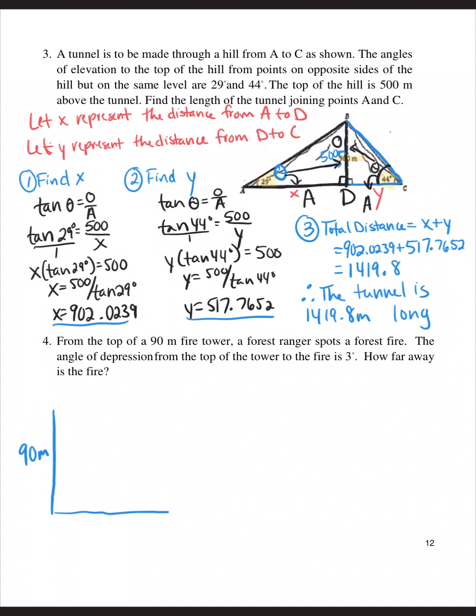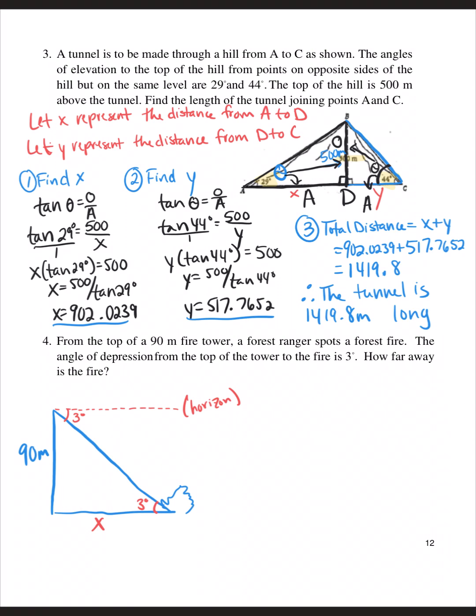There's some fire some distance away. I'm just going to draw fire. Okay, so he spots that fire at an angle of depression. So let's finish our triangle, but then remember, for our angle of depression, we need to draw that horizon, or that horizontal line that's parallel to the ground. So our angle of depression is 3 degrees, which means that this angle here is also 3 degrees. So it says, how far away is the fire? So from that fire tower, they want to know how far away that fire is.